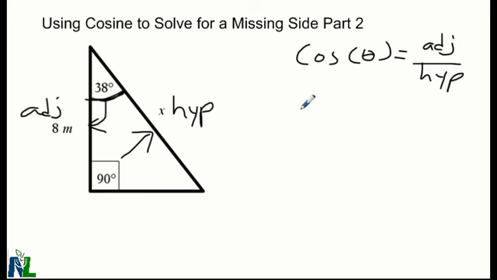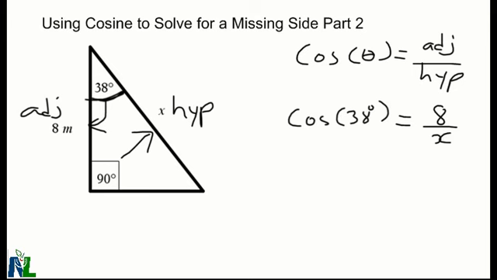And for us, we're given the reference angle of 38 degrees. So in our trig ratio, we'll go from the information in the diagram into the trig ratio, which means that we replace theta with 38, the adjacent side we'll replace with 8, and the hypotenuse we'll replace with x, because that's what we're trying to find.